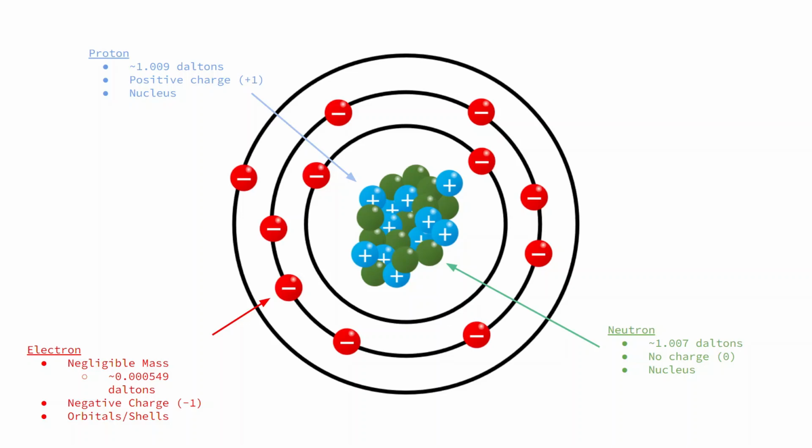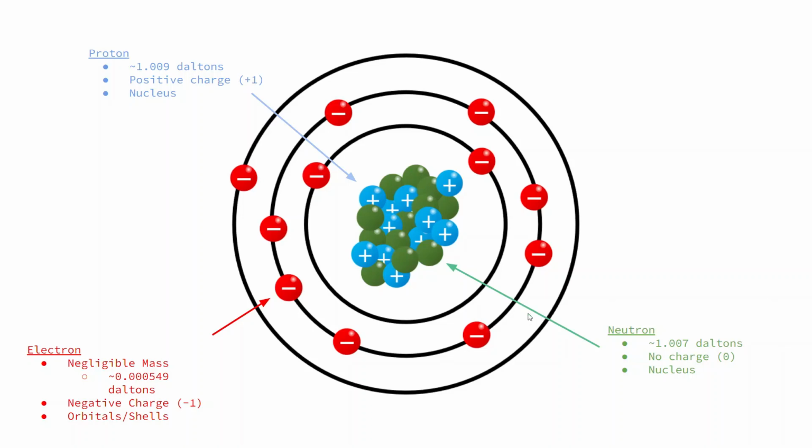And unlike the neutron or the proton, the electron is not in the nucleus, it is in the orbitals, which is the shells outside of the nucleus. They just keep on orbiting and orbiting around the nucleus very quickly, and electrons have a negative charge of -1. So it's oppositely charged to the proton.